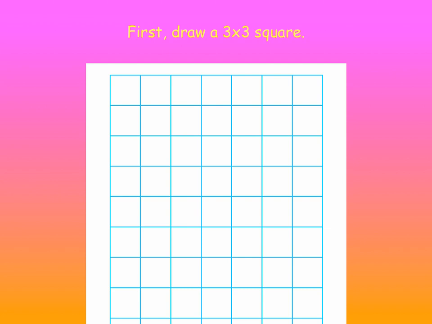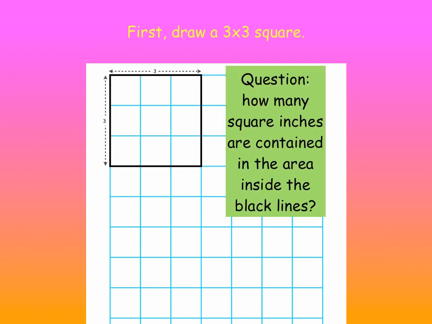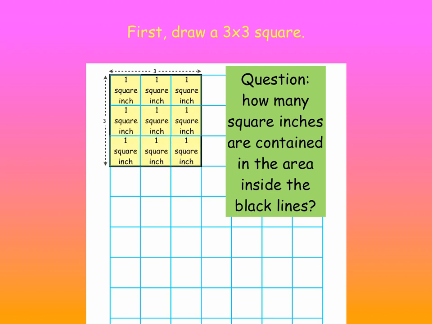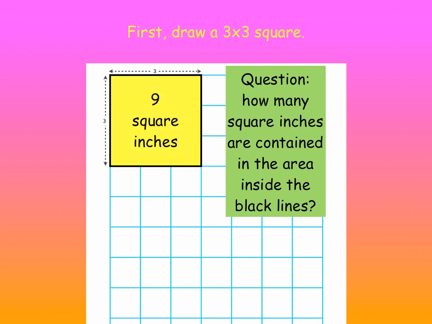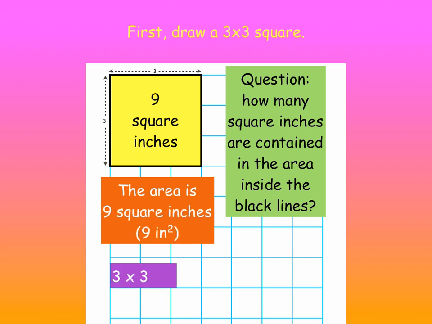First, draw a 3x3 square. How many square inches are contained in the area inside the black lines? Well, you can count them, and you can see there's 3 groups of 3, so that's 9 square inches. Because 3 times 3 is 9, or 3 squared is 9.